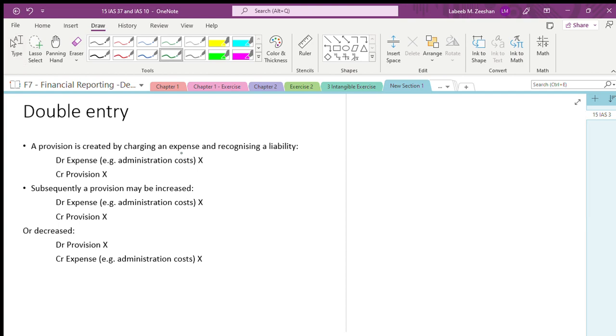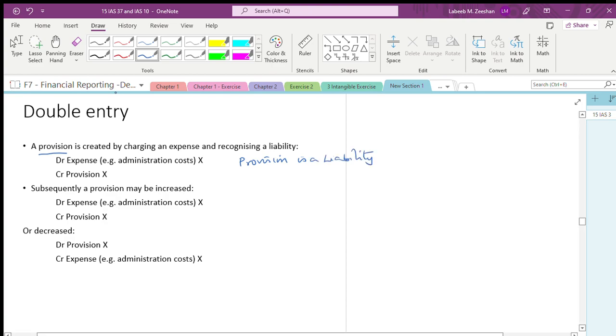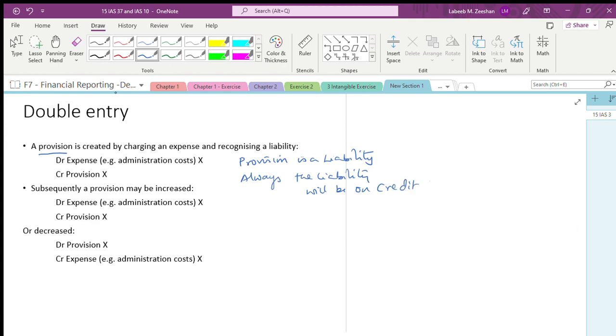When you are creating a provision, what will you do? Provision is a liability. Okay? Provision is a liability, and always the liability will be on the credit side.